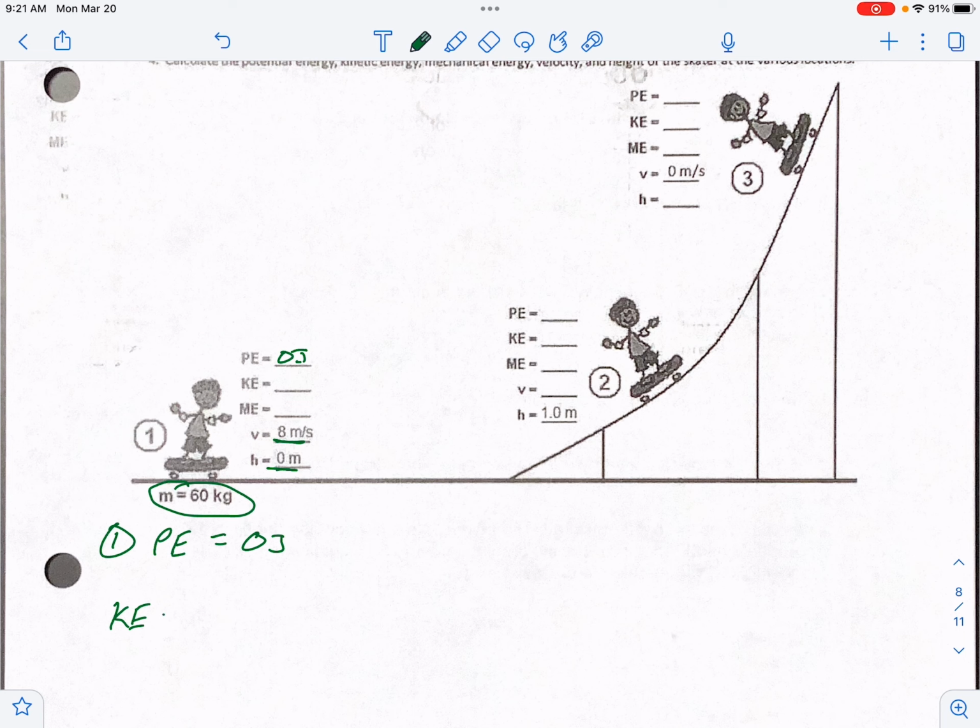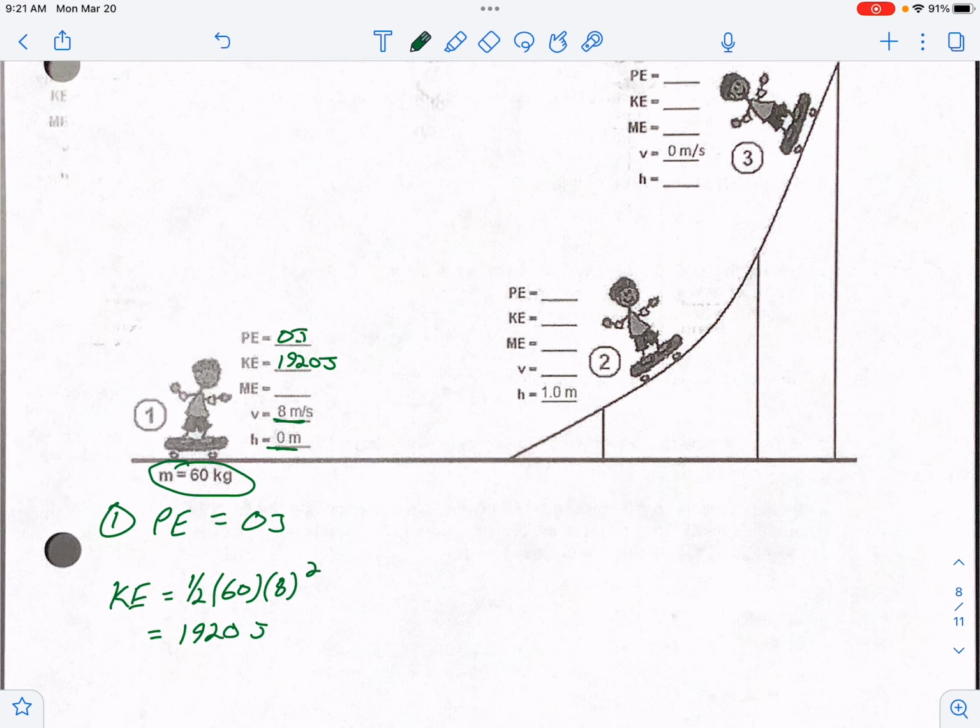So kinetic energy equals 1/2. My mass is 60. My velocity is 8, and that is squared. So that comes out to be 1920 joules. So I can go ahead and fill that in: 1920 joules.